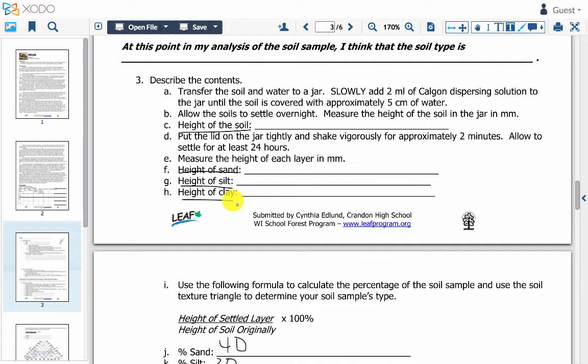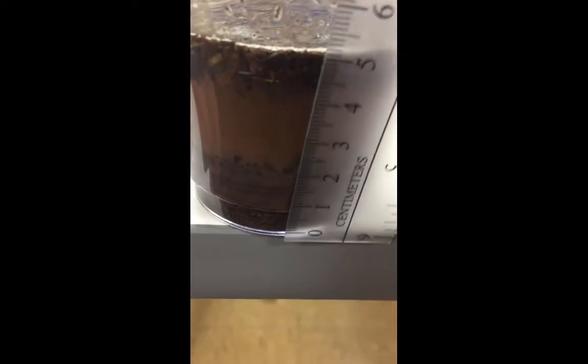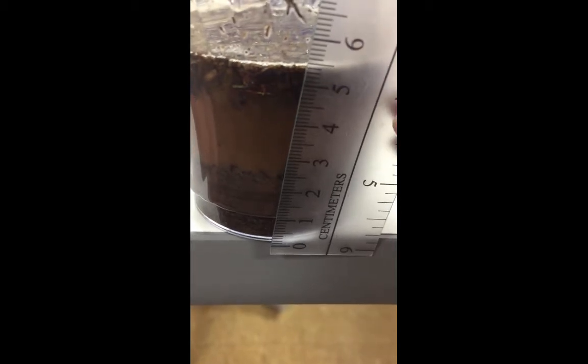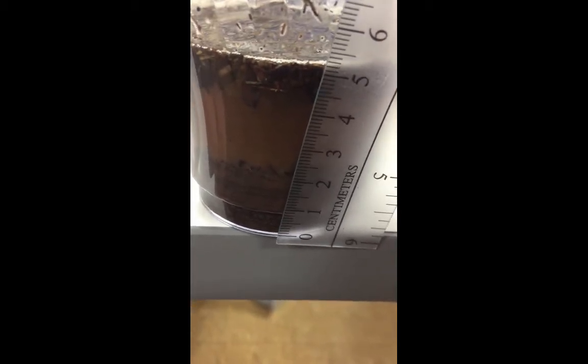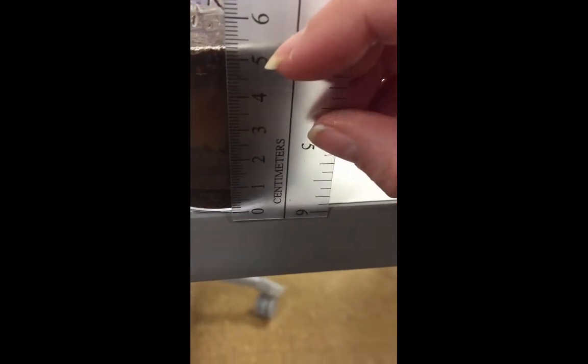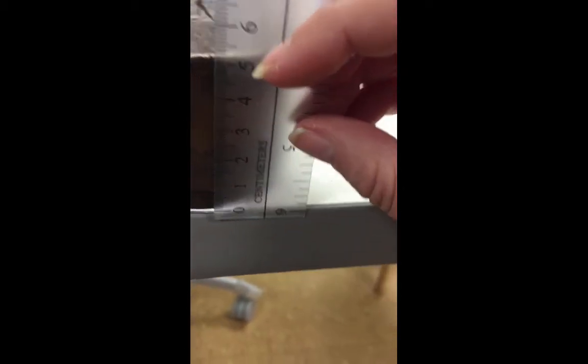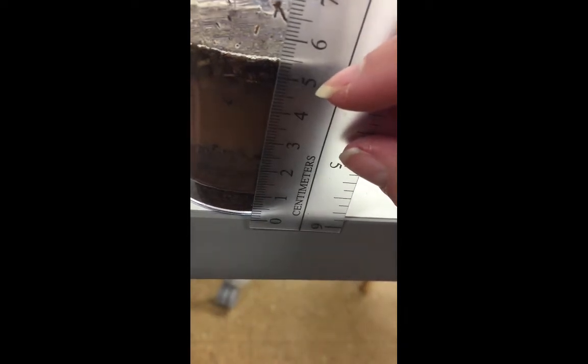Please watch the video to learn how to measure the height of your soil, the height of your sand, the height of your silt, and the height of your clay. When we're measuring the height of our soil, we want to use the side that says centimeters. Each of these tiny lines is going to be a millimeter. So we're going to hold our ruler up to our cup, and then you can see on here clearly where the soil stops and the water begins. It's about 20 millimeters. So in my paper I would put 20.